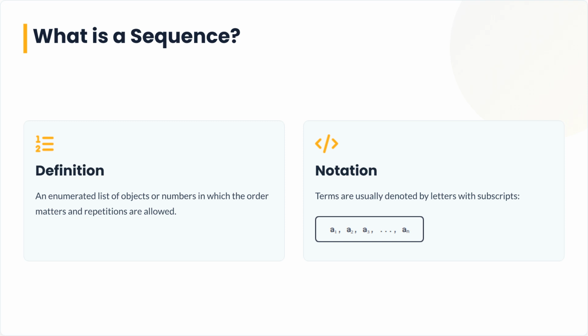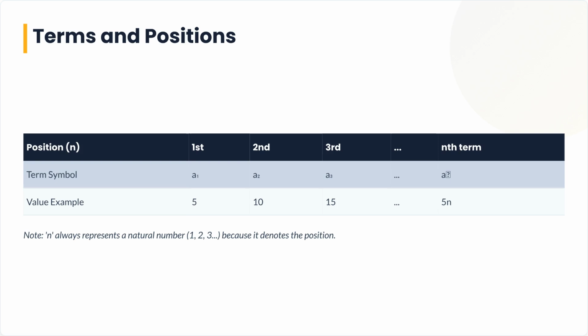A sequence is an enumerated list of objects or numbers where order matters and repetitions are allowed. Terms are typically denoted by letters with subscripts, such as A1, A2, and so on. Here, we see how terms correspond to their positions. The variable n always represents a natural number, as it identifies the specific position of a term within the sequence.